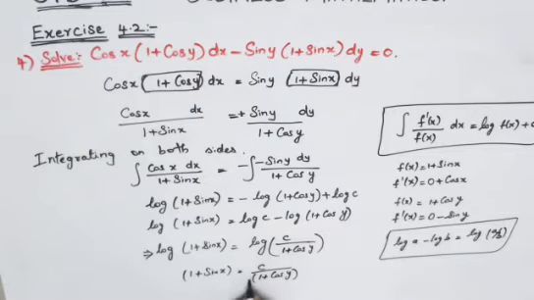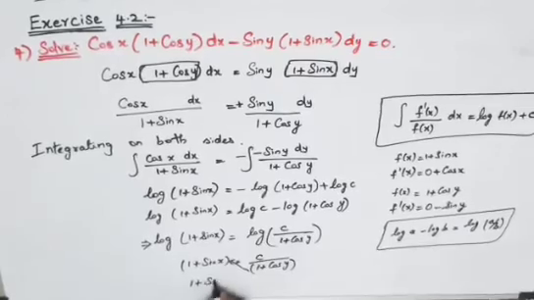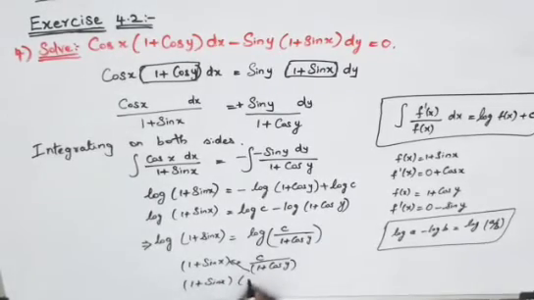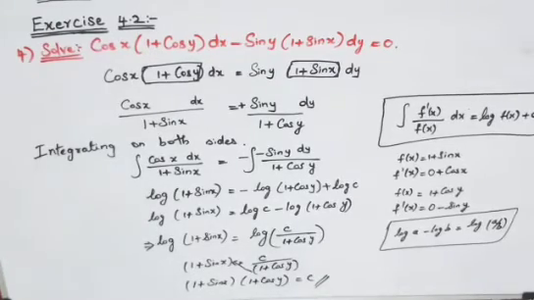Now taking this term towards your left hand side, it will come to the numerator. So 1 plus sin x into 1 plus cos y is equal to C. So this is your answer for your fourth question.